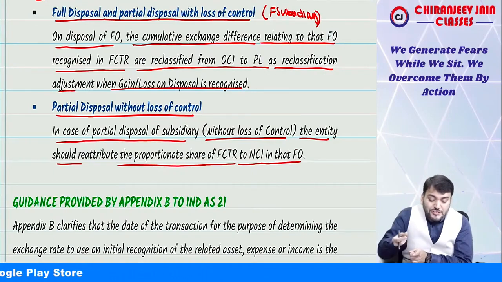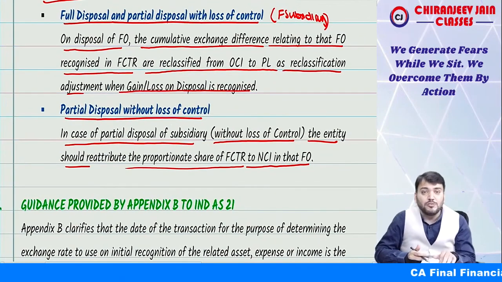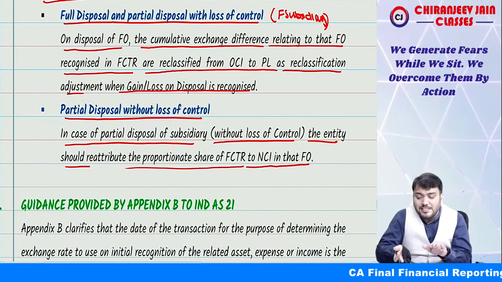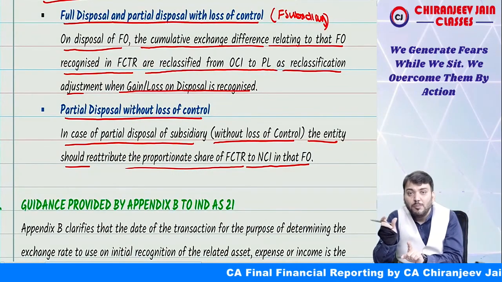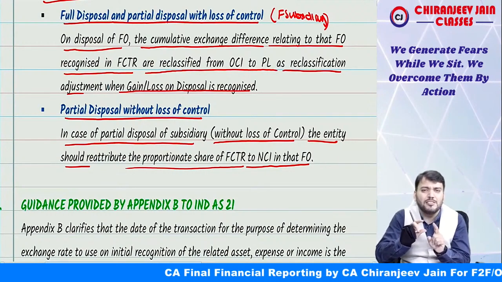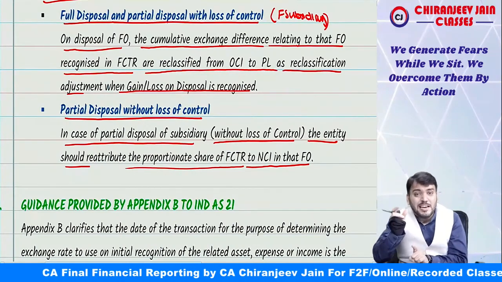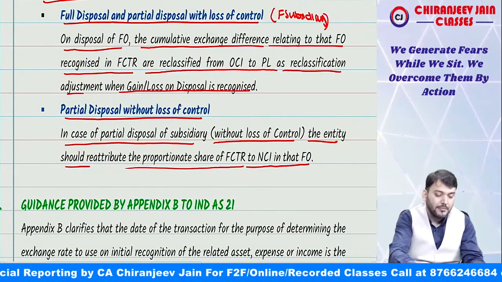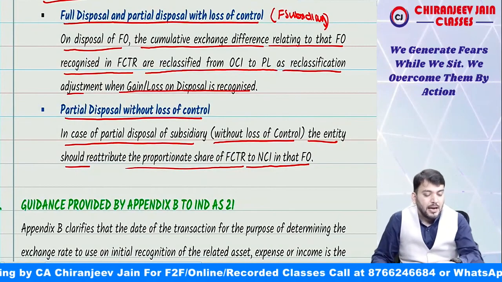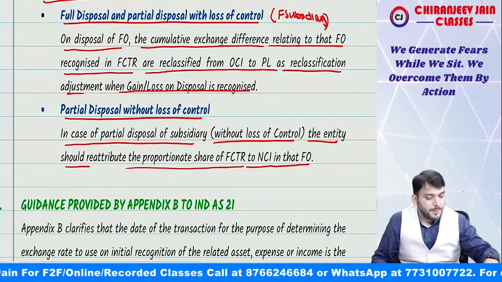So whenever there is a partial disposal, there is an increase in NCI, and that much FCTR will be transferred to NCI. Suppose there is a disposal of 10% of shares, then 10% of FCTR will be reattributed to NCI. I hope you understood. Have you understood this point?